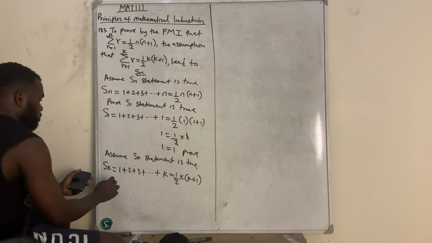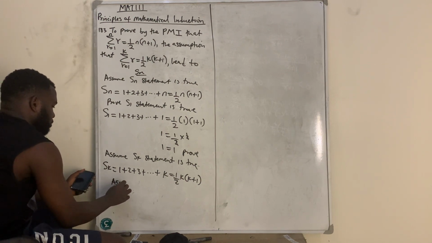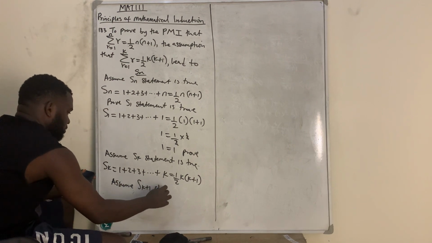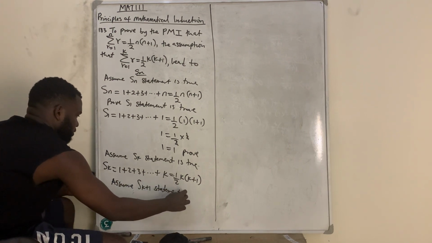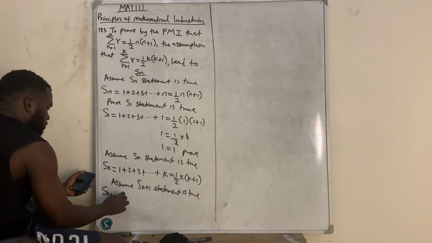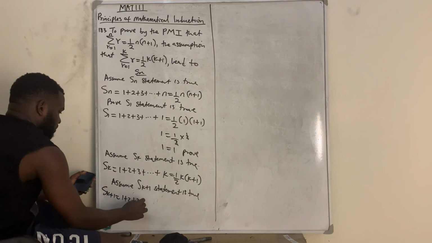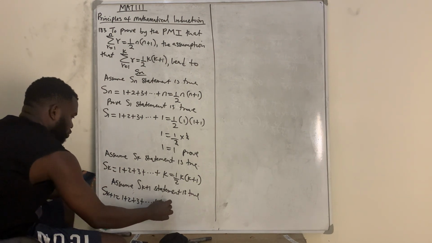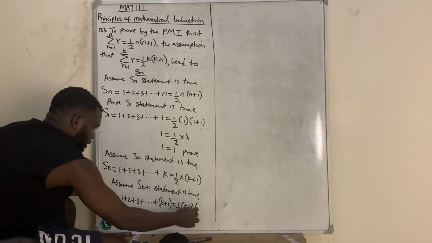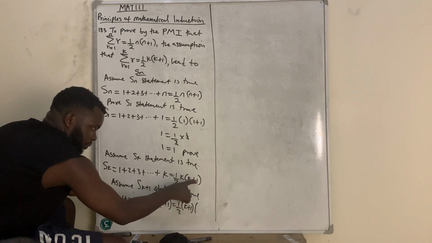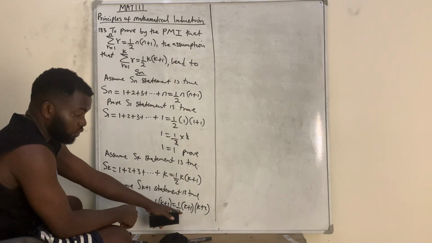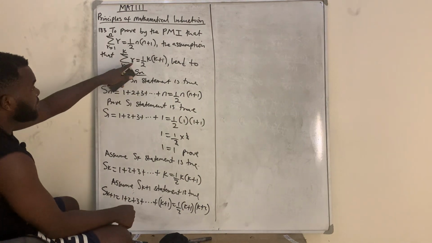Okay, so the next thing we do is we assume that the Sk plus 1 statement is true. All right, so how do you do that? That is Sk plus 1 is equal to 1 plus 2 plus 3 plus dot dot dot plus k plus 1 is equal to 1 over 2 into k plus 1 into k plus 1 plus 1, this one plus another one, which will give you k plus 2. So this is the answer they need us to get for this particular question.